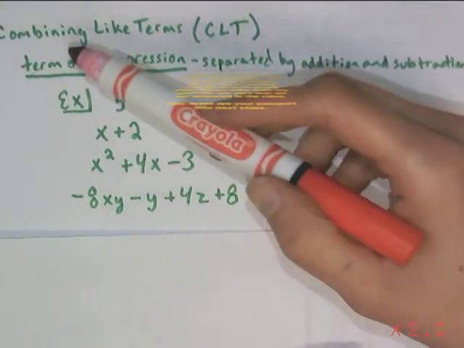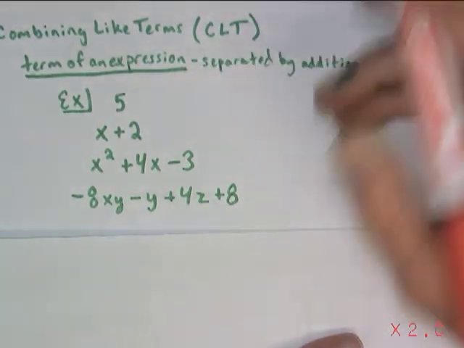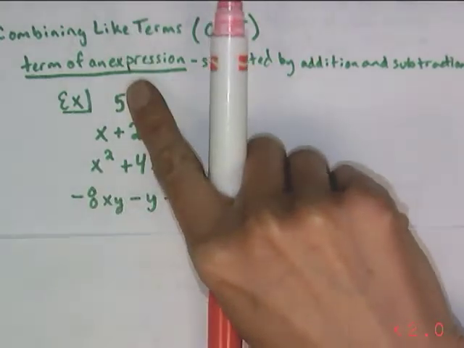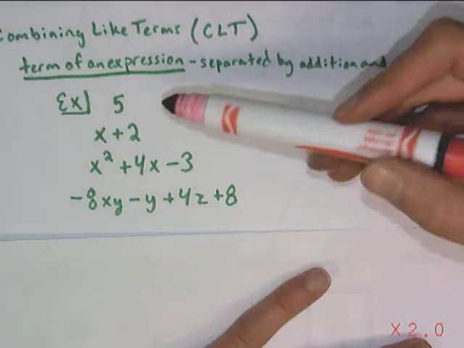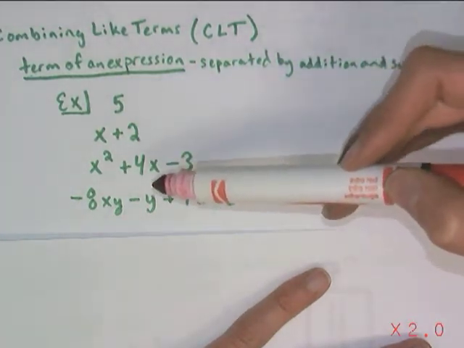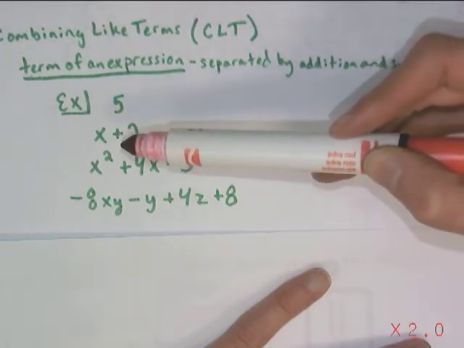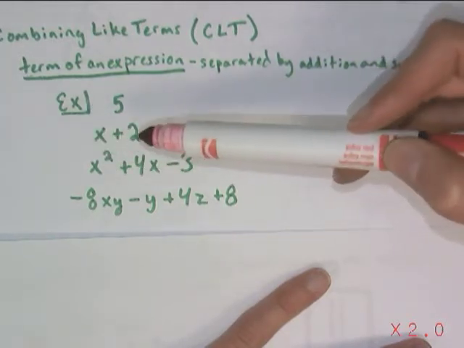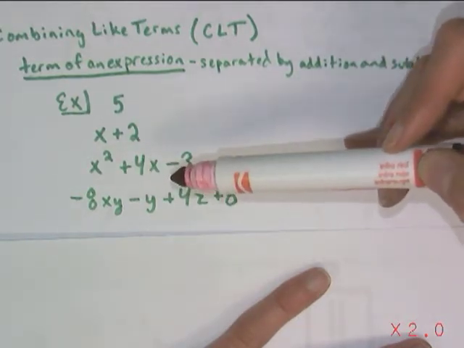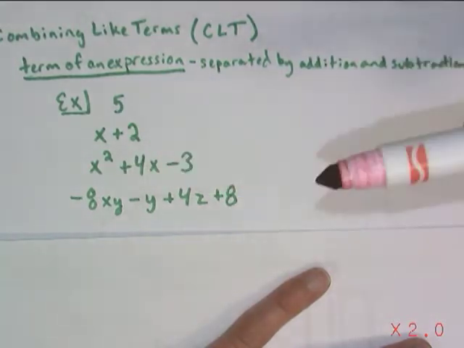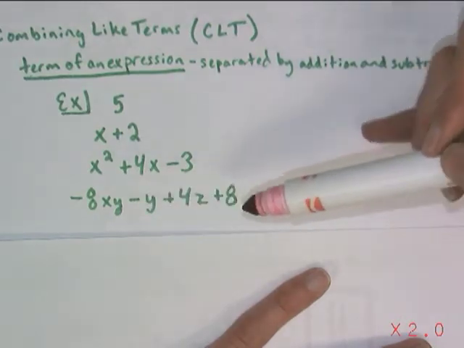Today's topic is going to be over combining like terms, which we will abbreviate as CLT. To start with, a term of an expression is separated by addition and subtraction only. So down below you see 4 examples. The first one is just a single term. The second one, because it has one addition, has 2 terms, one on either side. The third one has a plus and a minus sign, so there are 3 terms on either side of those. The last example is a 4 term.